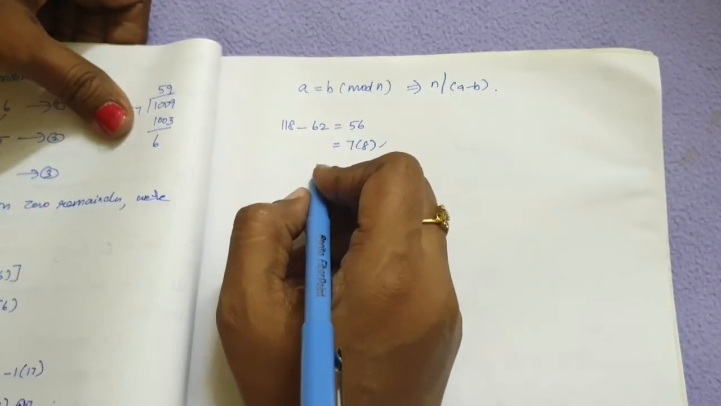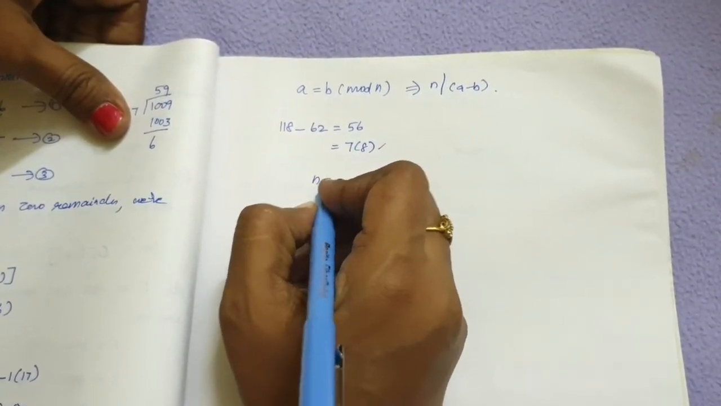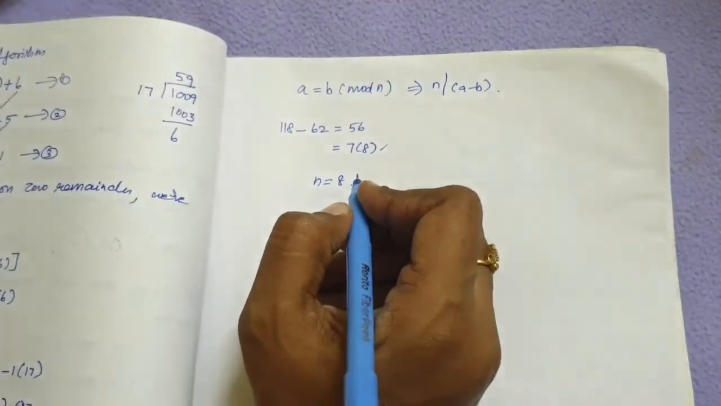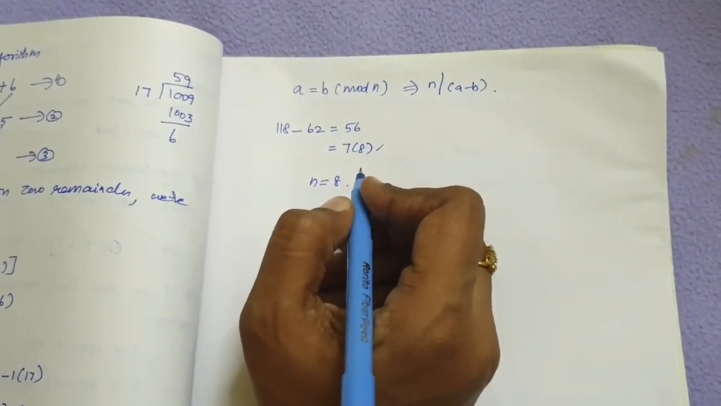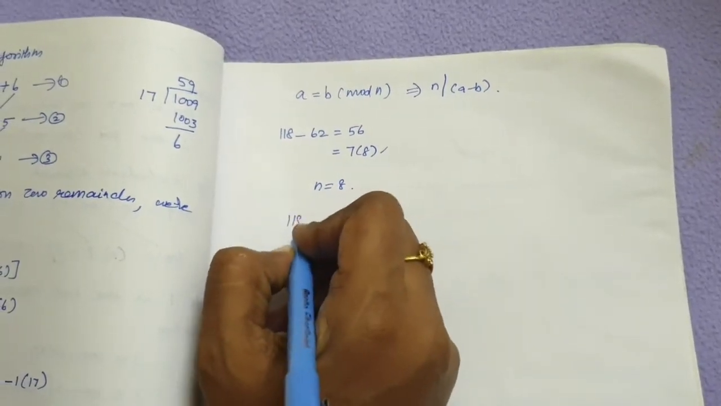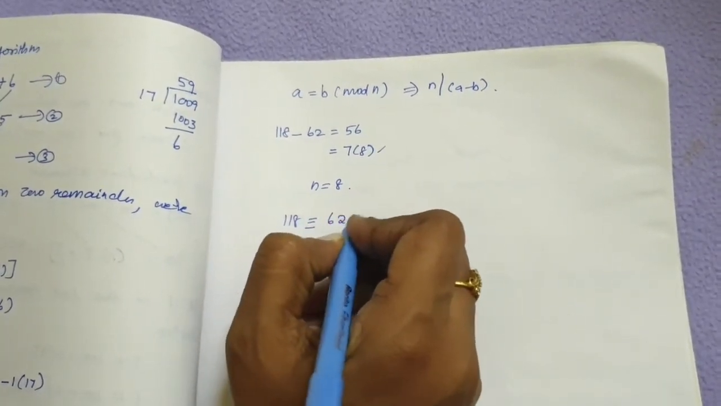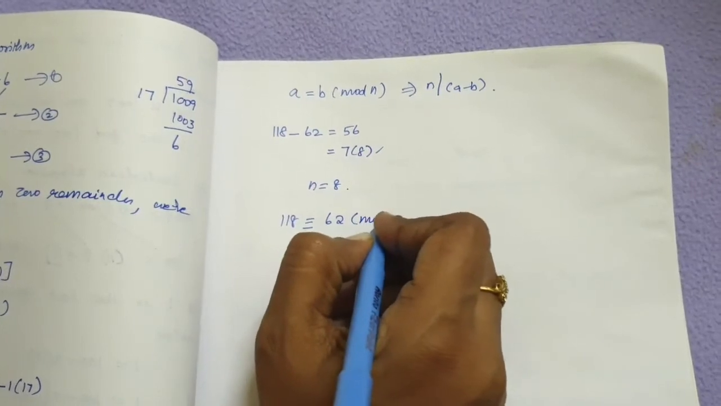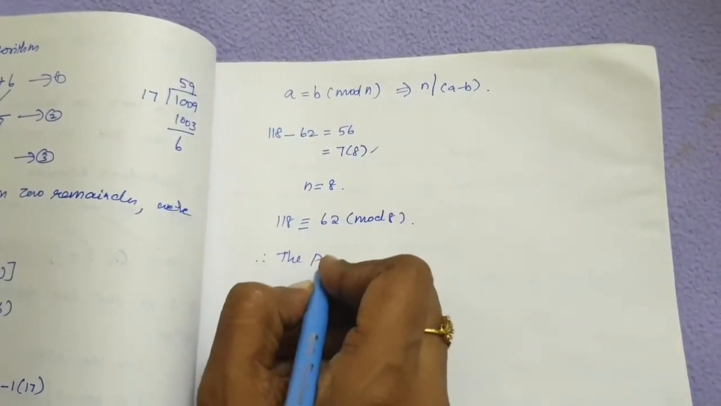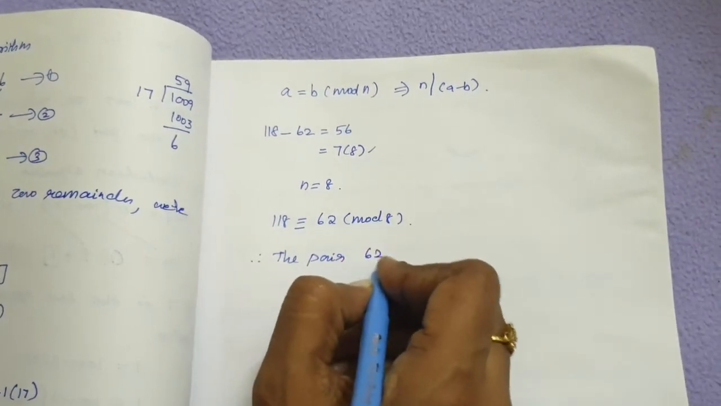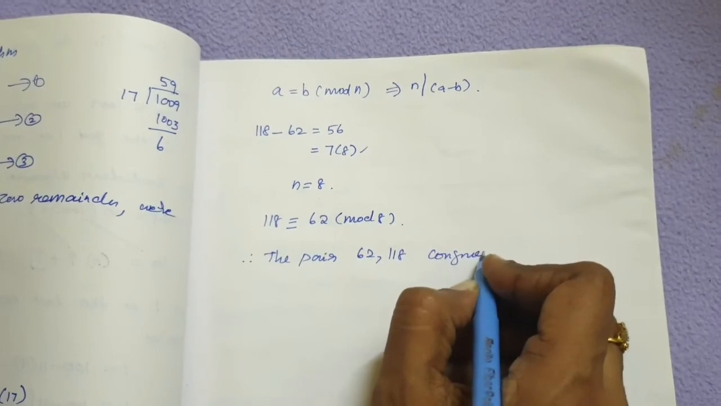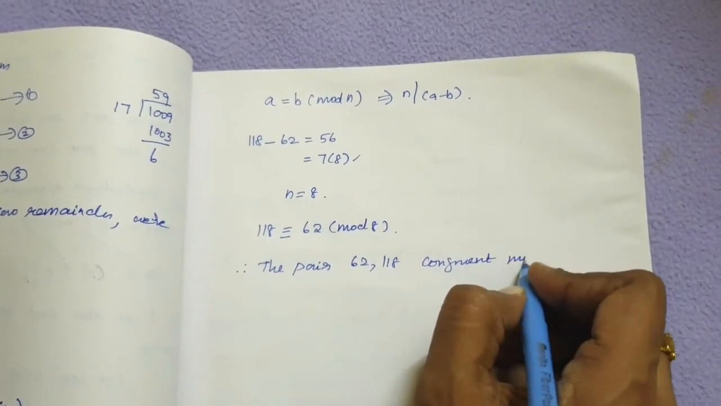So in this problem the modulo 8 is possible here. So n equal to 8. So 118 is congruent to 62 mod 8. Therefore, the pair 62, 118 is congruent mod 8.